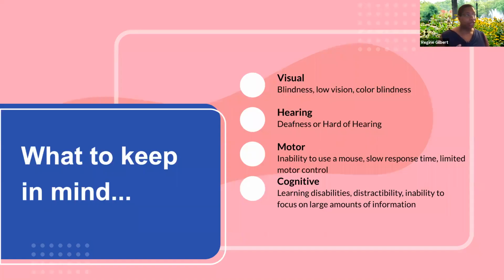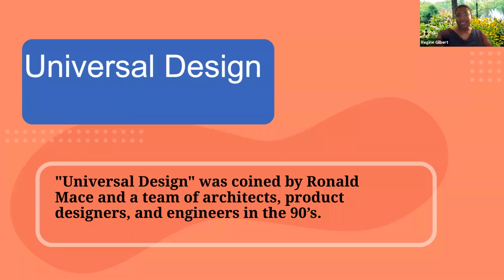So, what to keep in mind? You want to keep in mind these different disabilities. So, visual: blindness, low vision, color blindness. Hearing: deafness or hard of hearing. Motor: inability to use a mouse, slow response time, and limited motor control. And cognitive: learning disabilities, distractibility, and inability to focus on large amounts of information.